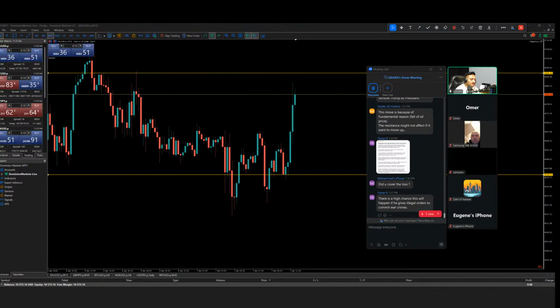Okay, so just waiting, man. I'm looking at this resistance area, how the market is going to react to this area. Let's see.